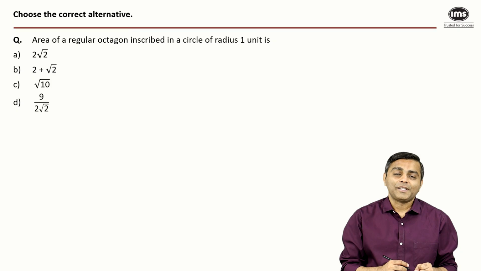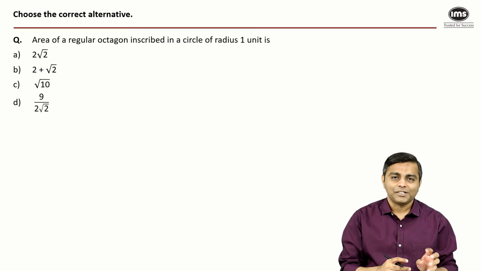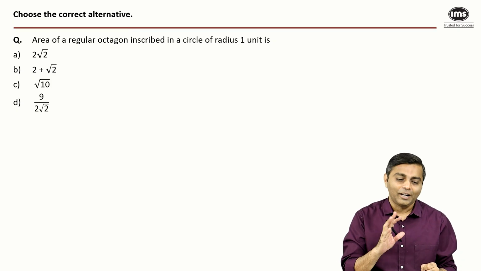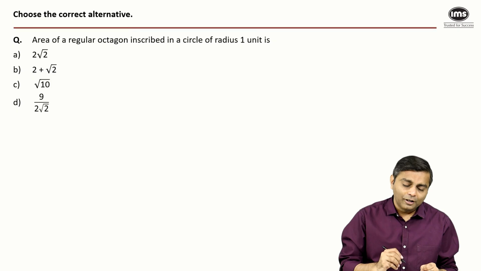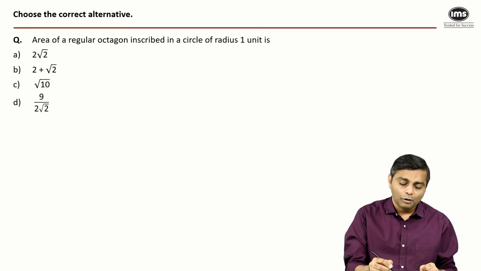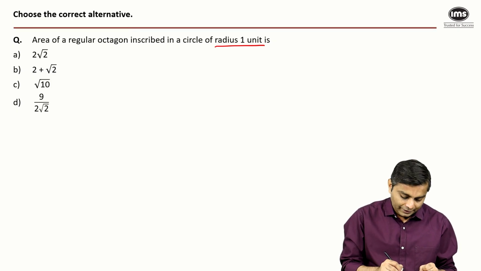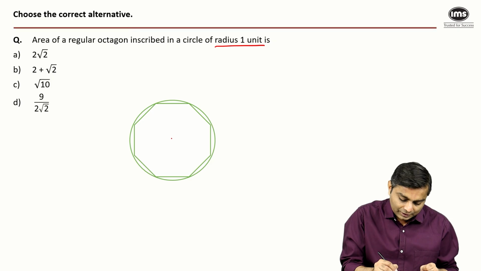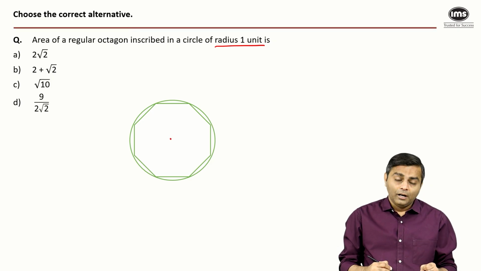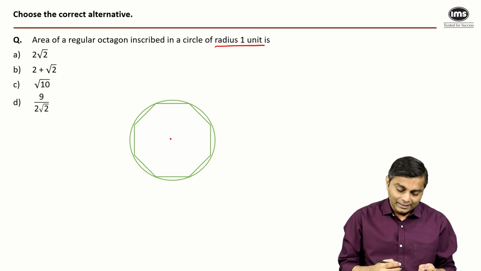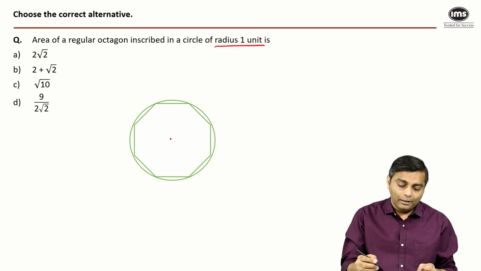Moving on to the next question. Now, this is a pretty simple question. You should have done this in your actual exam. Area of a regular octagon inscribed in a circle of radius 1. So we have been given the radius. Let's quickly draw the diagram. Let's say this is my octagon. Regular octagon, obviously all sides are equal. We are trying to find the area of this.